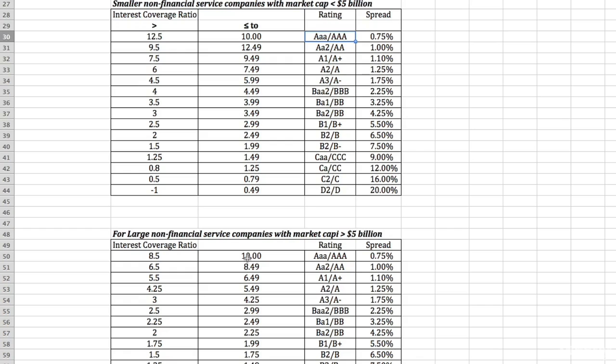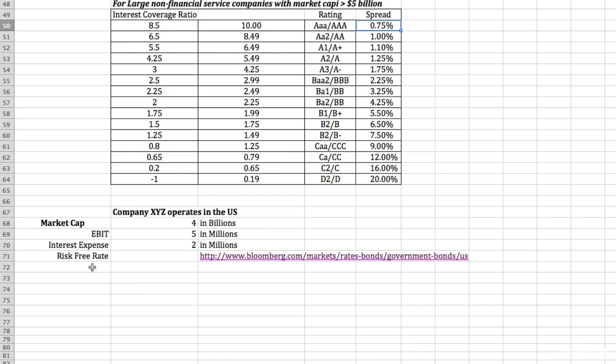For the big organization instead, for the big company, an interest coverage ratio that goes from 10 down to 8.5 is going to give a rating of AAA and therefore a spread of 0.75%. The assumptions that we are going to use are here.